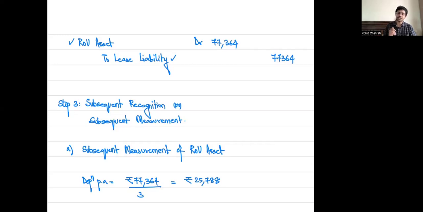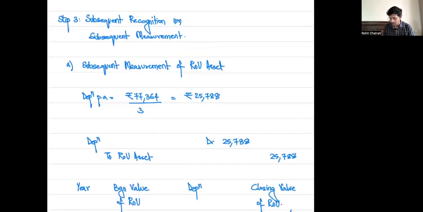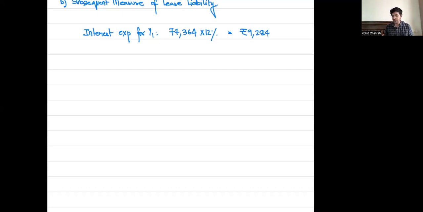So therefore, the interest for year one will be 77,364 multiplied by 12 percent, and whatever value that comes to will be recognized as interest expense in your P&L account. So let's start by plotting down interest expense for year one. Interest expense for year one will be 77,364 multiplied by 12 percent, which is equal to 9,283. It's actually 9,284 if I round it off.